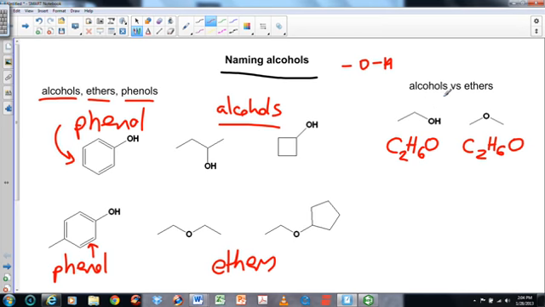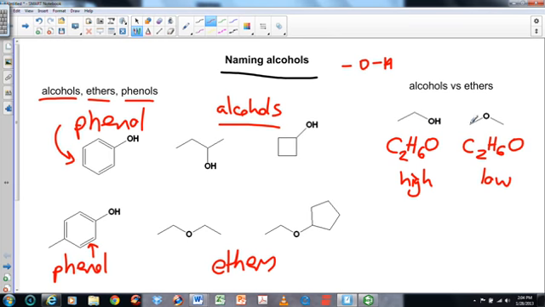When you compare alcohols and ethers that look very similar from a molecular formula standpoint, you'll find that the one characteristic that's very different is their boiling point. Boiling points of alcohols are very high. Boiling points of ethers are very, very low.